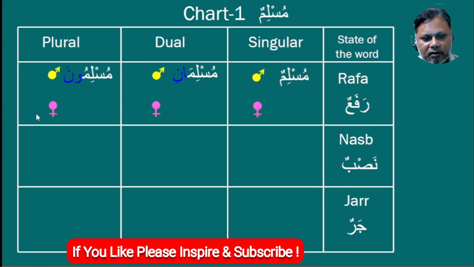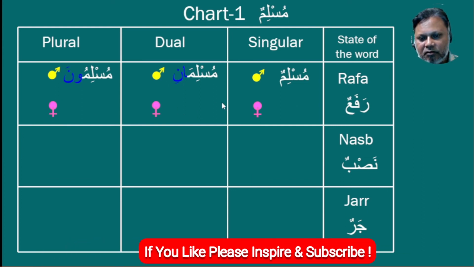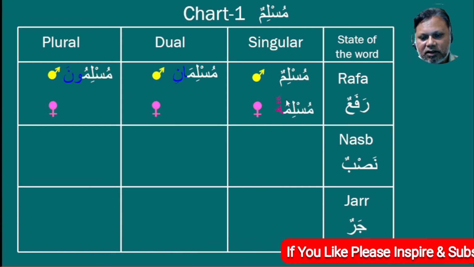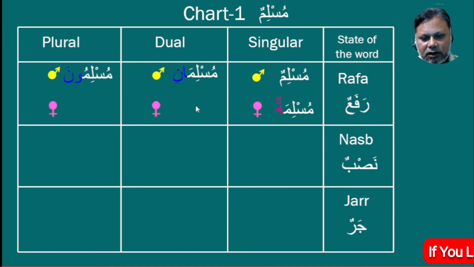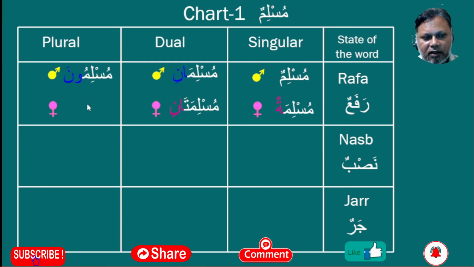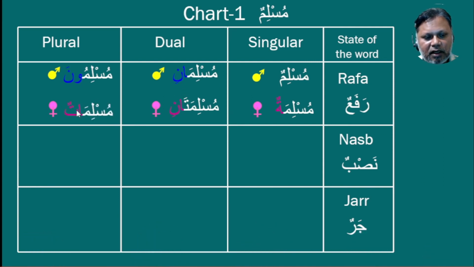Now what will be for female? For female Rafa singular, it will be Muslimatun. The ta marbuta will be added. And female dual will be Muslimatani. And for plural, it will be Muslimatun. Atun is the marker. The singular is Muslimatun and the plural is Muslimatun. There is a long vowel here. Muslimatun.